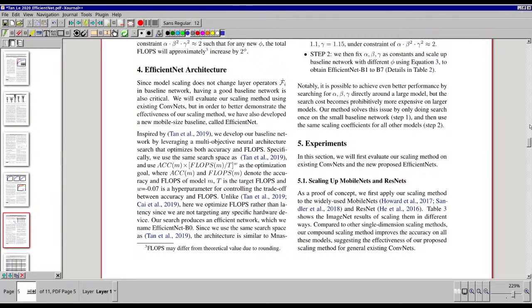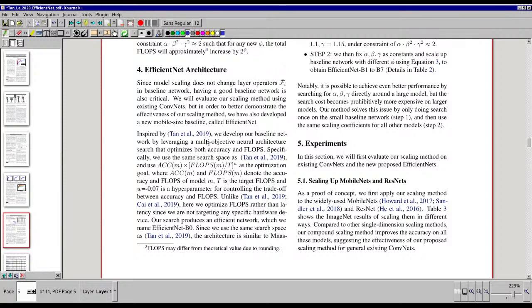FLOPS may differ from the theoretical value due to the EfficientNet architecture. Since model scaling does not change the layer operators F_i in the baseline network, having a good baseline network is also critical. We will evaluate our scaling method using existing ConvNets, but in order to better demonstrate the effectiveness of our scaling method, we also developed a new mobile-size baseline called EfficientNet.